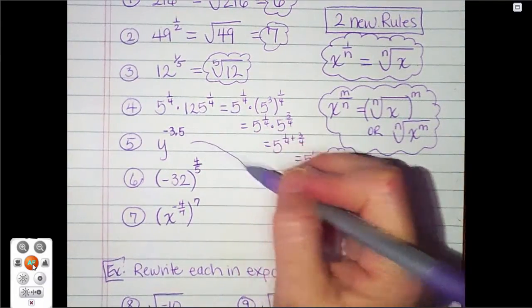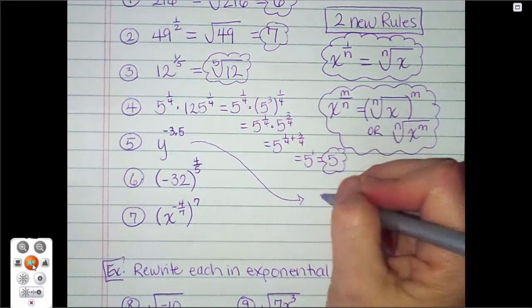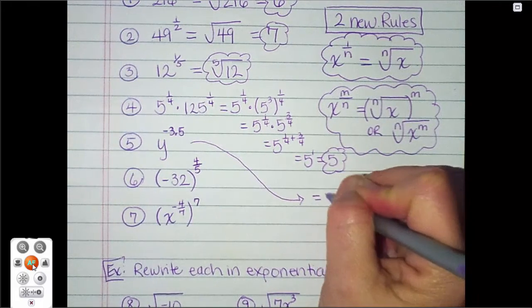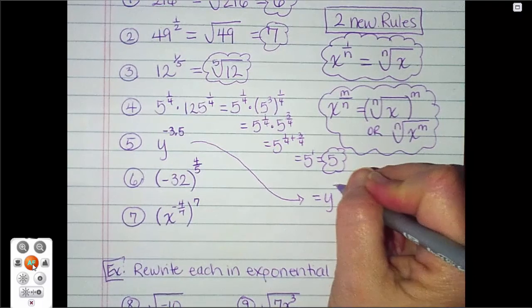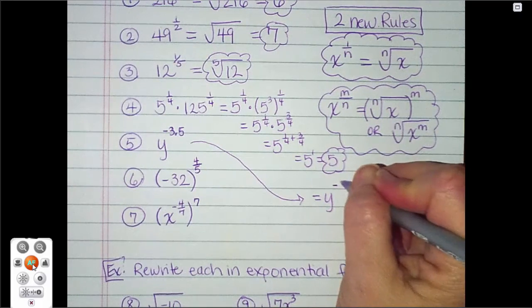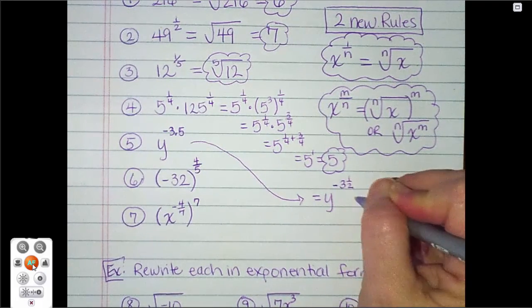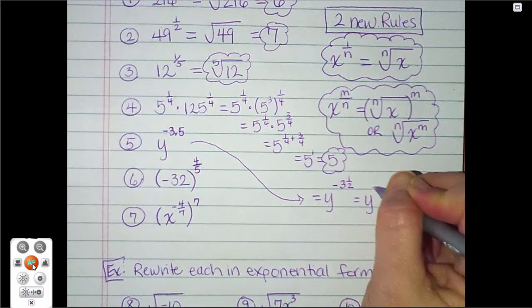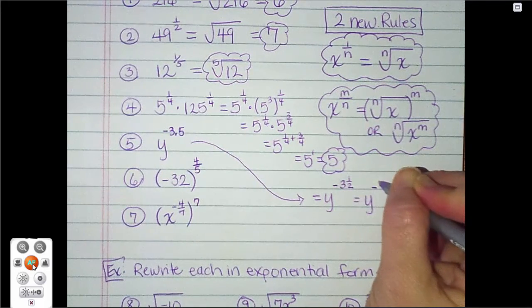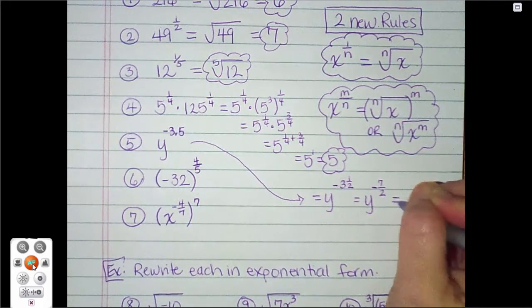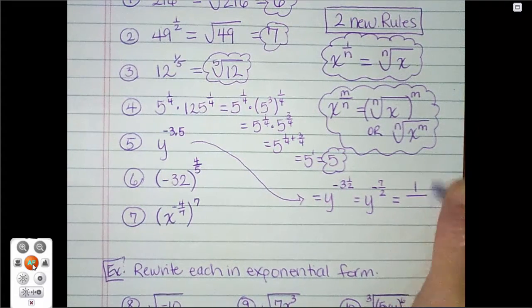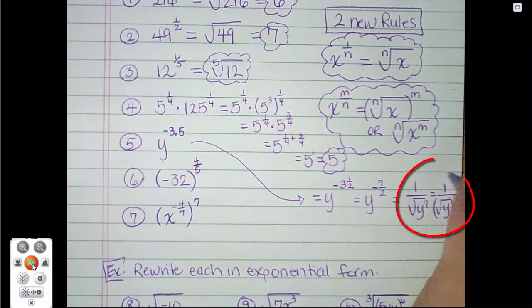Now in number 5, people will often panic when they see a decimal, but remember you can change that to a fraction. So y to the negative 3.5 is really y to the negative 3 and 1/2. Then go back to your middle school days and change that to an improper fraction. That's negative 7/2. Now the negative exponent means reciprocal. 7/2 is the square root of y to the 7th. So finally my answer is 1 over the square root of y to the 7th.